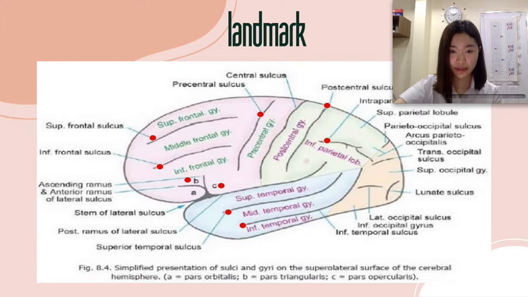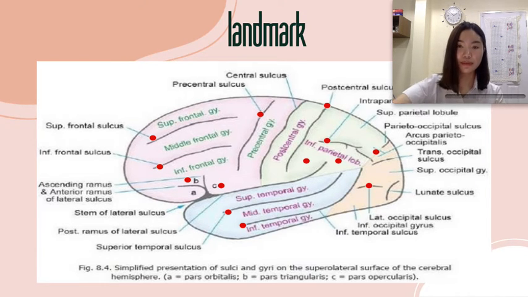And we also have this area called the supramarginal gyrus. This is called the angular gyrus. And this area right here is called the arcus parietooccipitalis, and it's referred to as the boundary between the parietal lobe and occipital lobe.